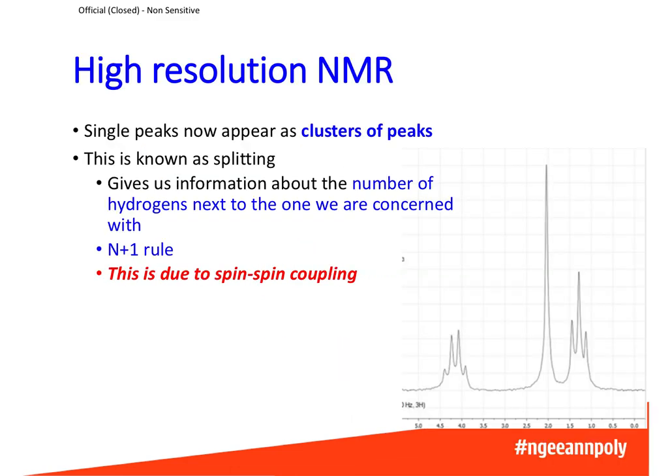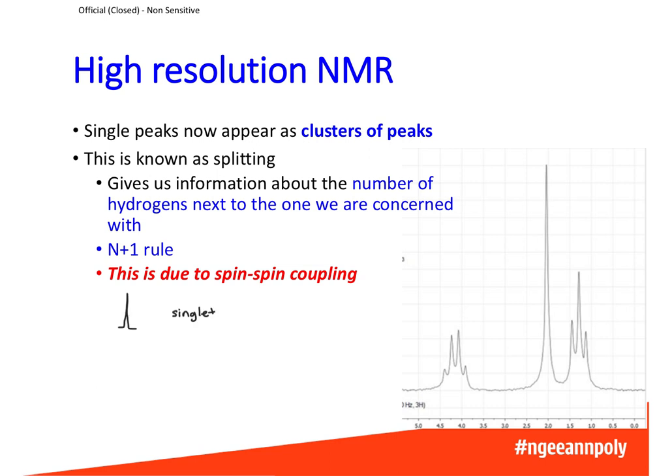In high-resolution NMR, what may appear to be single peaks in low-resolution NMR may now appear as clusters of peaks. For example, this and this. This is known as splitting. Splitting gives us information about the number of hydrogens next to the hydrogen atom that we are concerned with. Splitting follows the n+1 rule, which I will elaborate on later. And splitting is actually due to spin-spin coupling between adjacent hydrogen atoms.